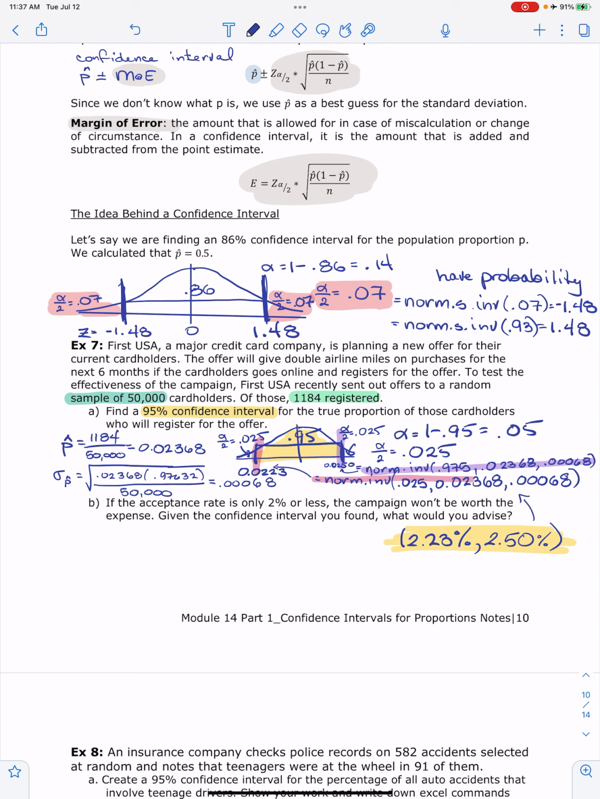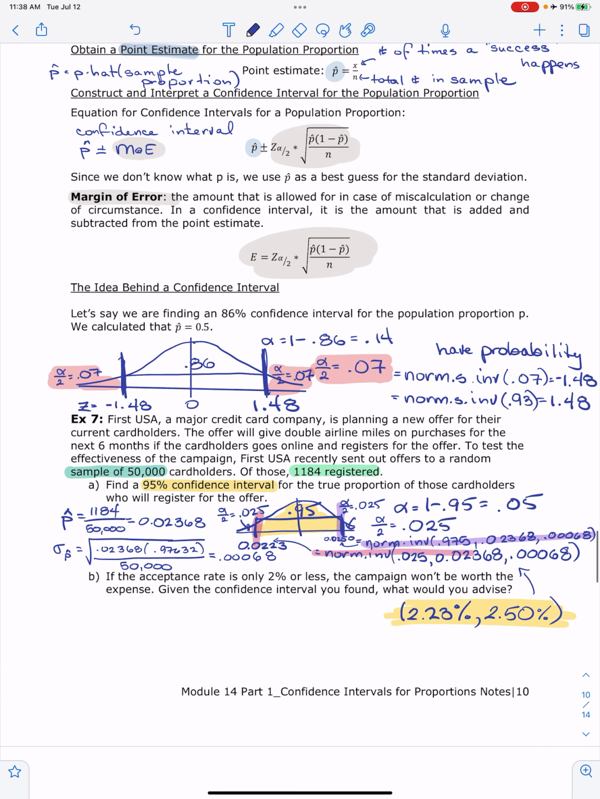If the acceptance rate is only 2% or less, so we're going to answer B now, the campaign won't be worth the expense. Given the confidence interval you found, what would you advise? Well, our confidence interval ranges from 2.23 to 2.5%. Both of these ends are above their 2% threshold. So advise to move forward with the new offer.